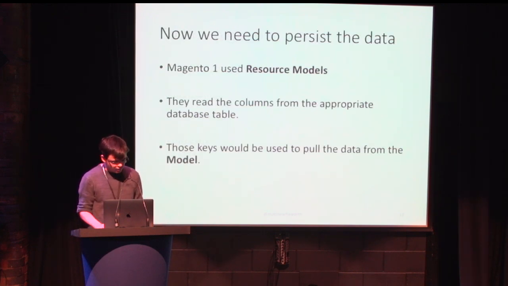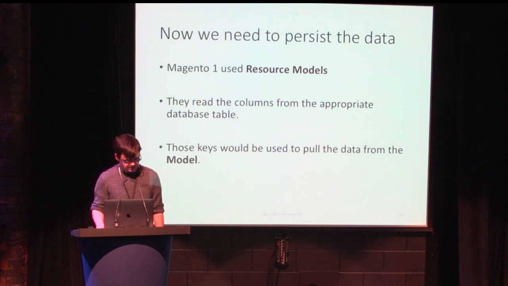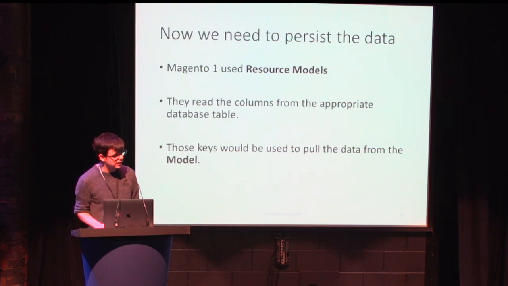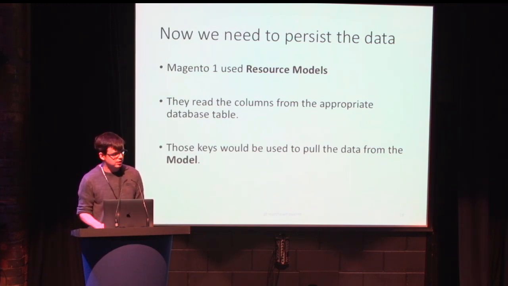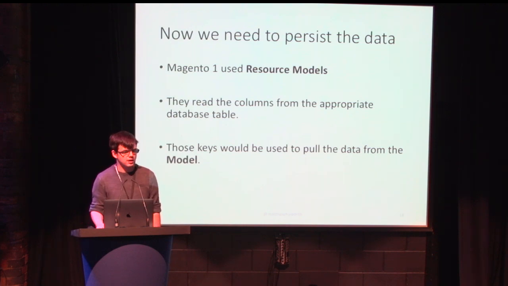So, as I said, now we need to look at persistent data. Entity interfaces and repository interfaces are great, but we've still got to go that extra step to get it into the database. So Magento 1 used resource models. I think if anyone's worked with M1 or even M2, you'll be familiar with resource models. They look at the columns in a table by using things like show create table and pull that data out and look at what exists.